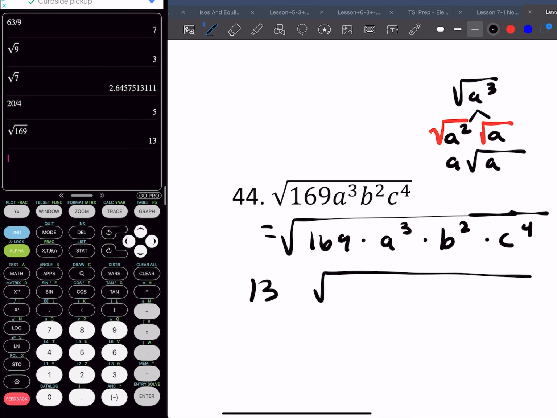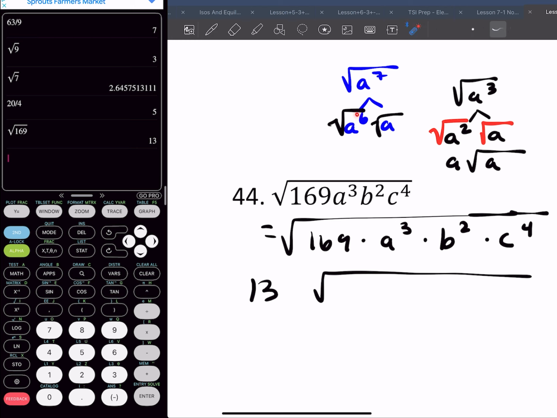Okay, let's do another example. If I said the square root of a to the 7th, it's an odd numbered power. You're just going to do a to the 6th times a. So you're just doing one less, if that makes sense. This is a perfect square, and this is not.